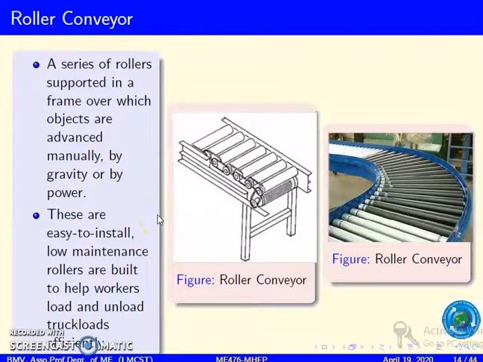And this is a roller conveyor. Instead of a belt, rollers are provided for transporting the material. And these are easy to install. Low maintenance rollers are built to help workers load and unload truckloads efficiently.